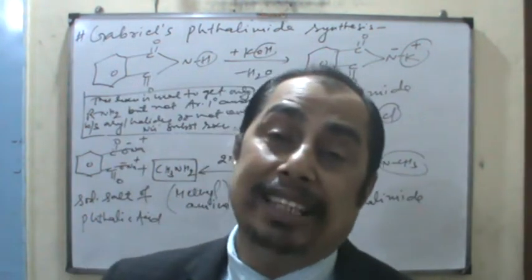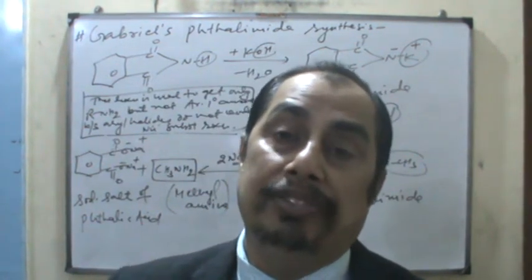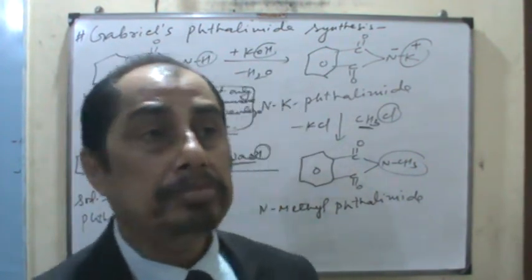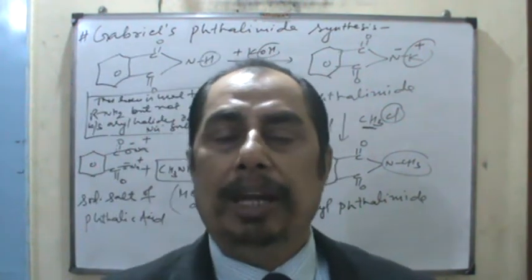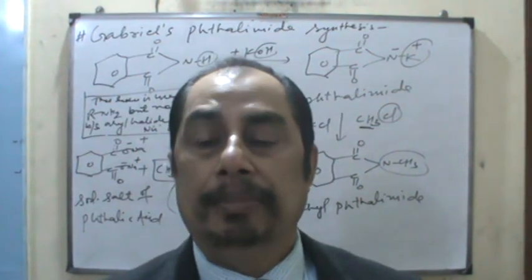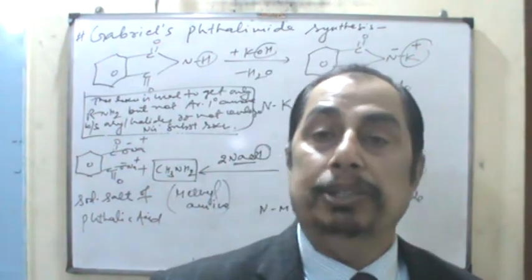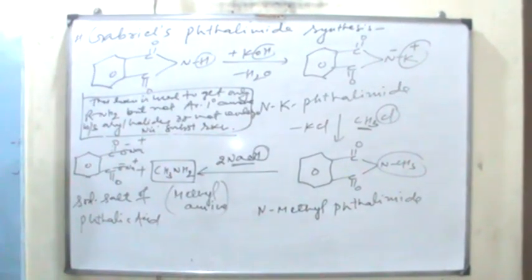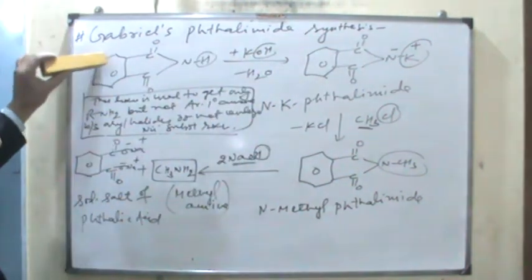Why aryl halides are not used in this method, because they do not prefer nucleophilic substitution reaction, because they are rich in electrons and the nucleophile is also rich in electrons, so there is possibility of repulsion. This question I have already explained to you in haloarenes. Now it is all about Gabriel phthalimide synthesis.